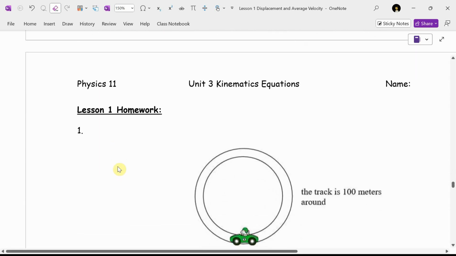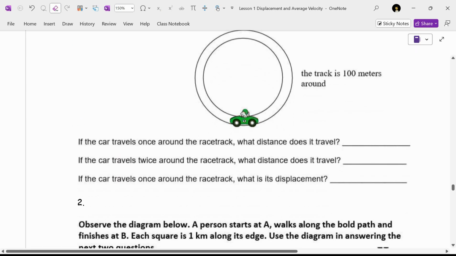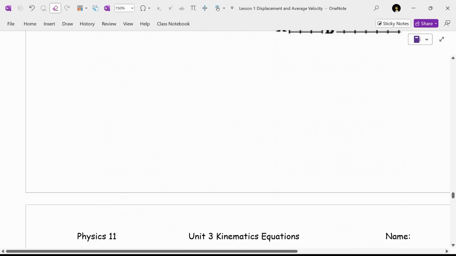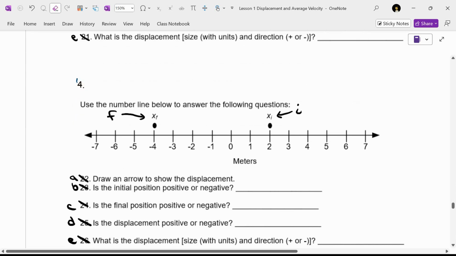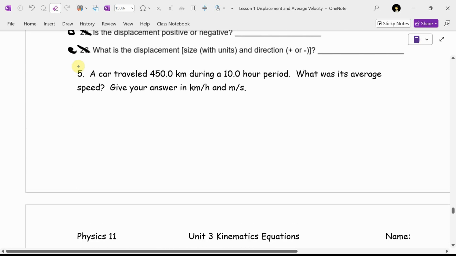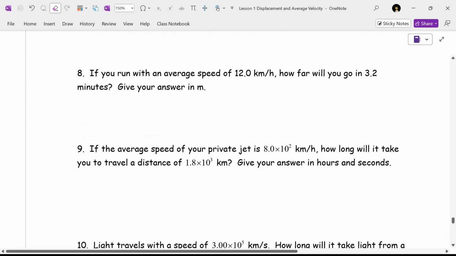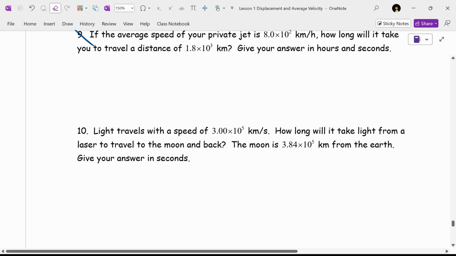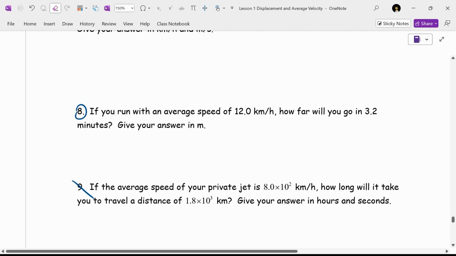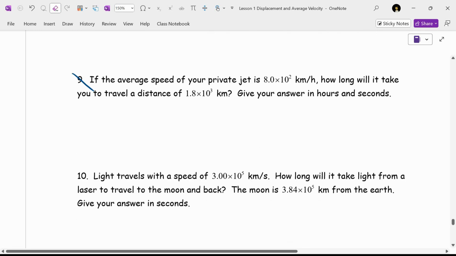Your homework is every question. You can do it this weekend if you know you're going to be busy, but I don't see it until Tuesday. You can also save this for Monday night if you want to. So number 1 is good. 2 is good. 3 is good. 4 is good. 5 is good. 6 is good. 7 is good. 8 is good. You know what? You can cross out 9. I'll let you skip 9 because 8 and 9 are kind of the same, similar questions anyways.